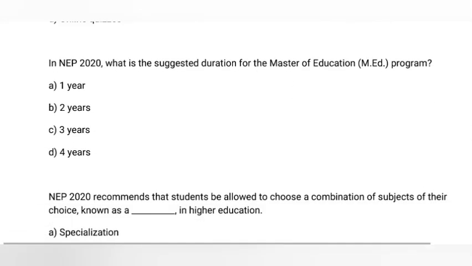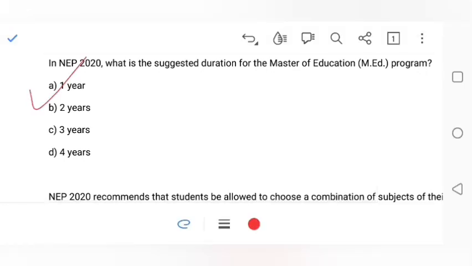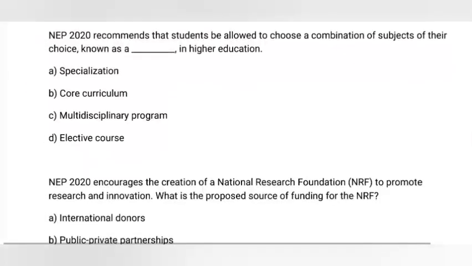Next, in NEP 2020, what is the suggested duration for the Master of Education, in short MEd, program? 1, 2, 3, 4. It will be 1 year. Within 1 year you have to finish. There is no other option left.